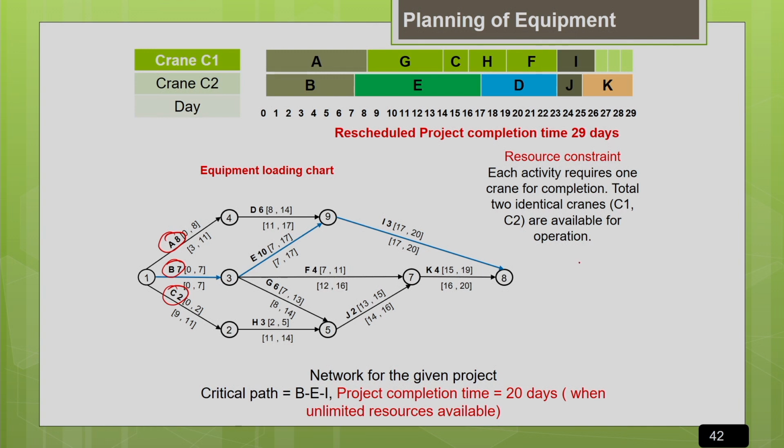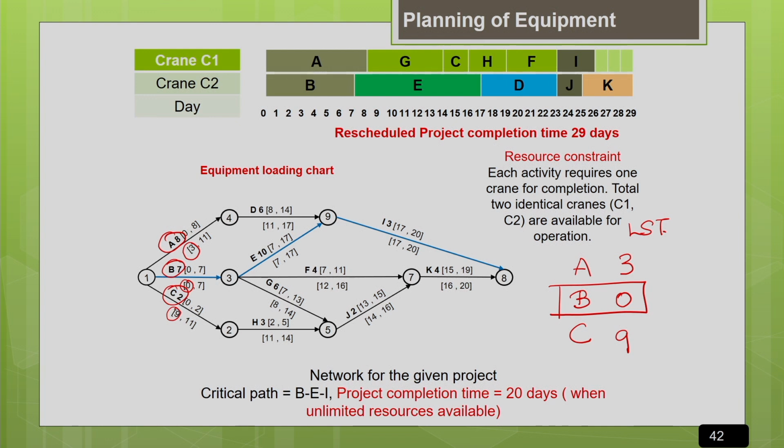So let us see the latest start time for activity A, activity B and activity C. For activity A, the latest start time is 3. Activity B, the latest start time is 0. It is a critical activity. Activity C, the latest start time is 9. So 3, 0 and 9. Whichever activity has the least latest start time, we allocate first. So we are going to allocate the crane first to activity B.